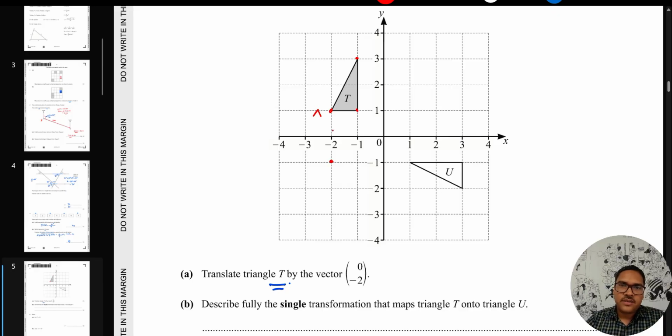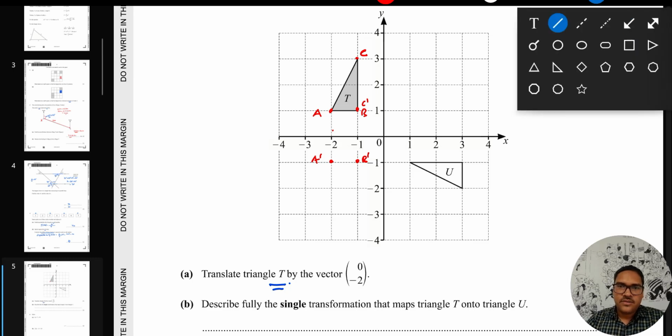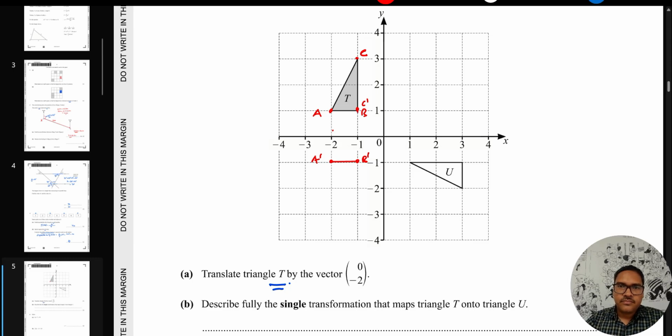This point will be here. Let's say this is A and this is A dash. This is no horizontal movement, only vertical. So this is B, so this is B dash, and this is C, so this point now 2 units down will become C dash. So the new triangle will look something like this. There is no change in the x coordinate, only the y coordinate will shift 2 units down. This is the answer for this question.